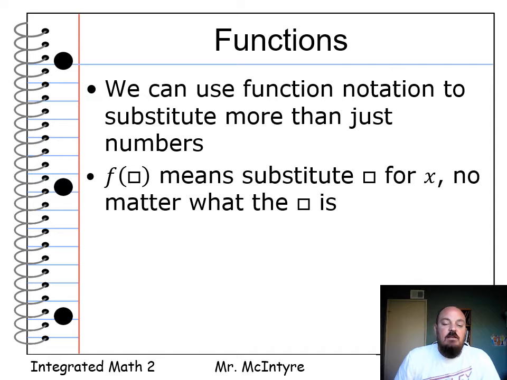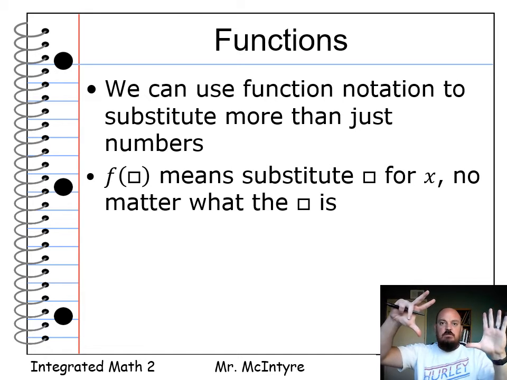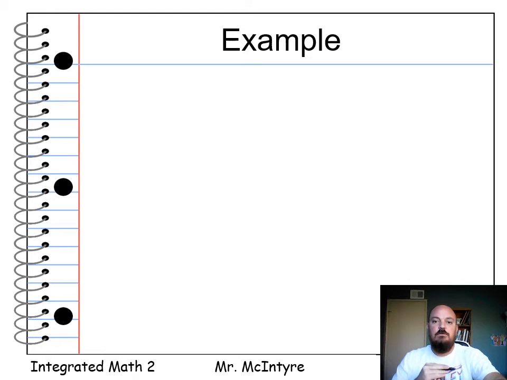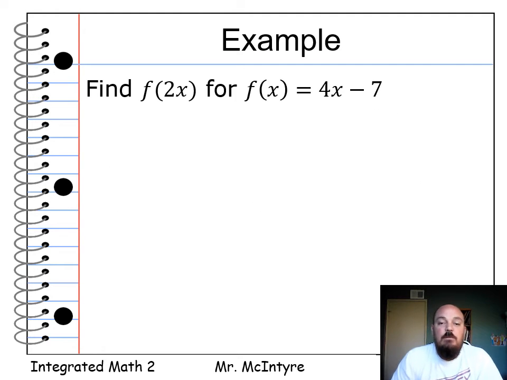So if I say find f of, and then there's something there, absolutely anything, what it means is take that something, whatever it is, substitute it for x, no matter what that something is, and then simplify. So let's change our example a little. Let's use the same f of x, 4x minus 7, but this time we want to find f of 2x, not just f of 5, not just a number, but f of 2x.